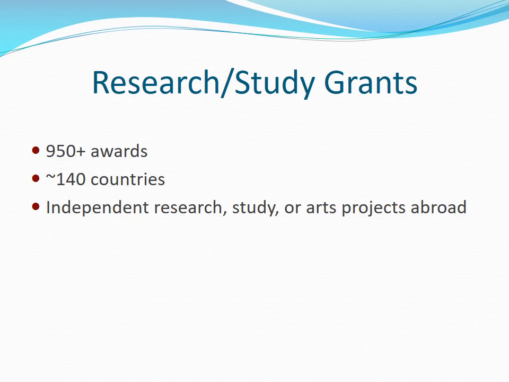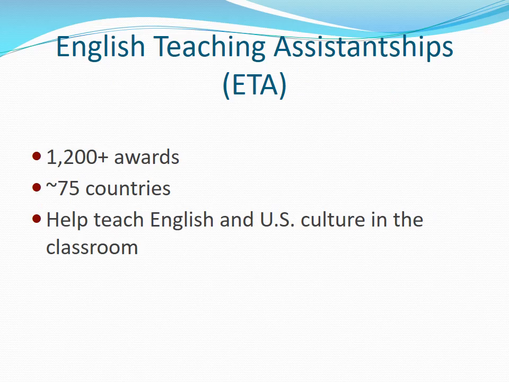Or it could be an arts project, and that could be anything from studying an instrument under a master teacher to proposing to create a number of sculpture pieces or something like that in a particular location for a particular purpose. So all of these kinds of independent or academic-minded grants kind of fall into this category of research or study grants. The other major category is English teaching assistantships.